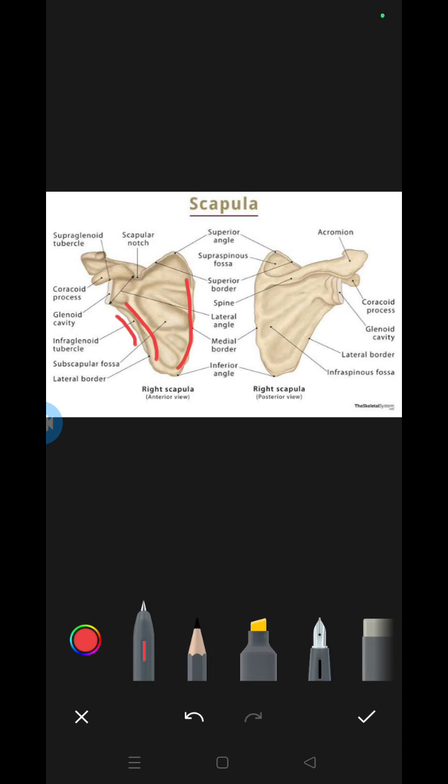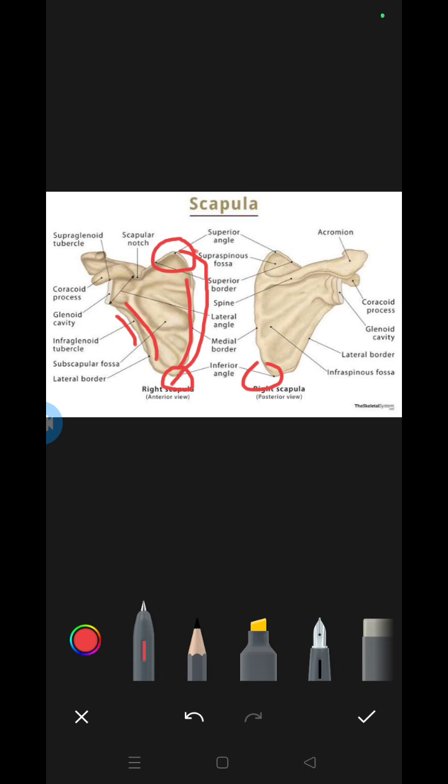It extends from the superior angle to the inferior angle. This is the superior angle and this is called the inferior angle. From the superior angle to the inferior angle, the medial border exists.